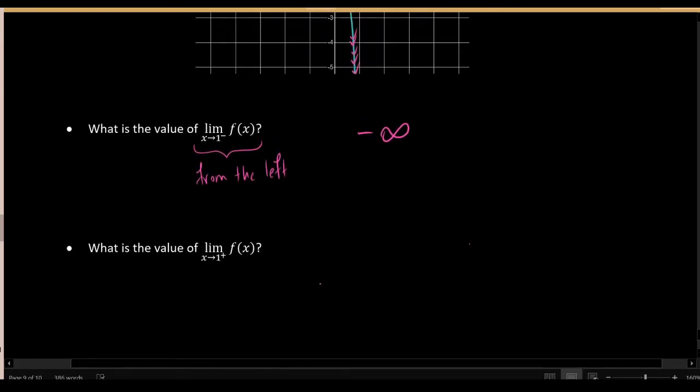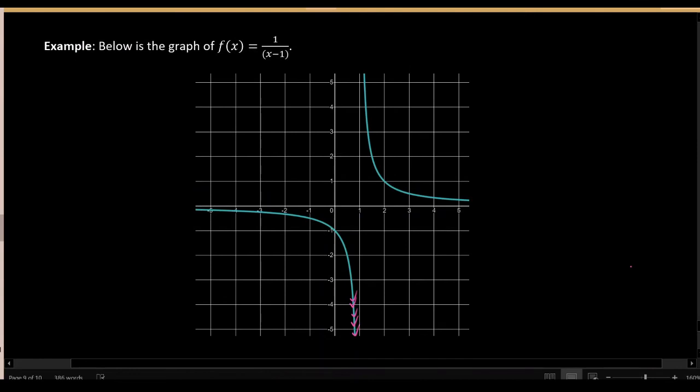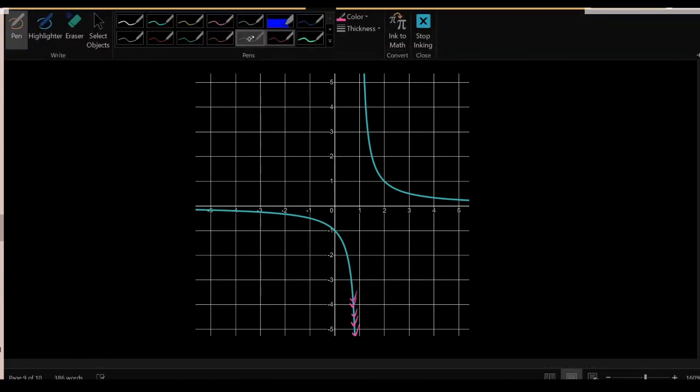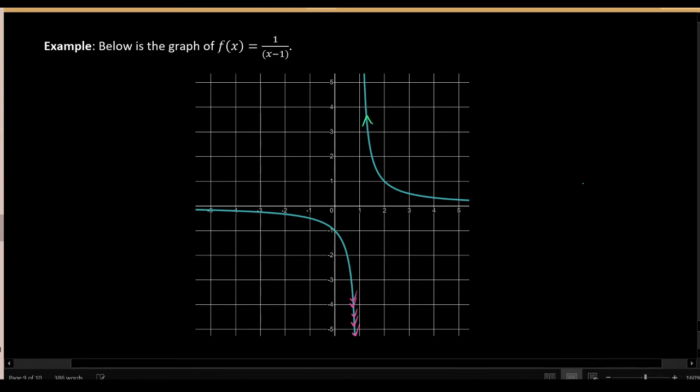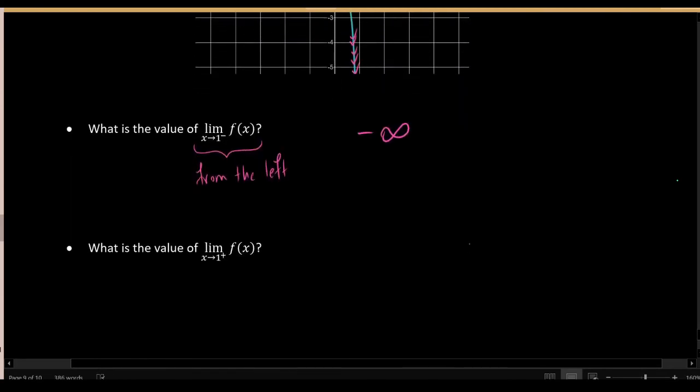Based on that, what would you say is probably going to be the limit from the right side of positive 1? If I start slightly to the right of positive 1 and move in toward positive 1 along the graph, this time those chevrons are pointing straight up. The closer we get to x equals positive 1 from the right side, the larger the y values become. And so we would say that the right-hand limit is equal to positive infinity.